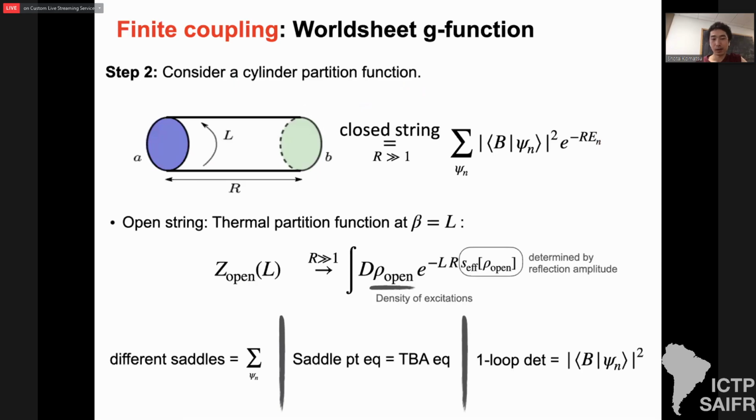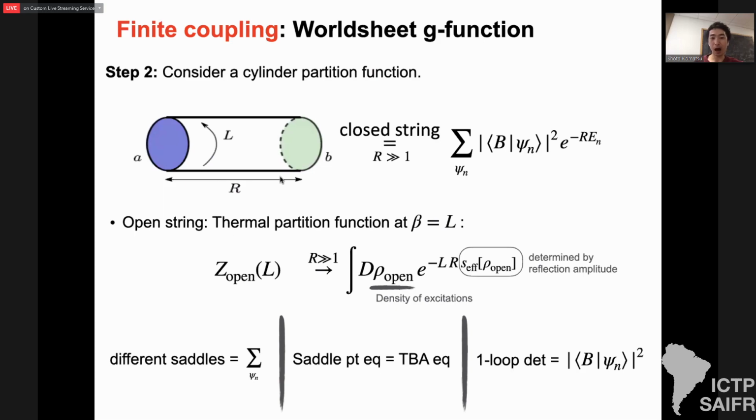And in step 2, once we determine this reflection amplitude, we now consider the cylinder partition function and take a limit where the length of the cylinder is very, very large. Then in this limit, we can expand the cylinder partition function into the closed string sector, and that is given by this expression. So this is a sum over closed string states, and there is an overlap term, and then there is a propagation term. And the same partition function can be viewed also from the open string theory side. If you view it from the open string side, it's nothing but the thermal partition function at inverse temperature equal to L. So this is given by the thermal partition function of the open string.